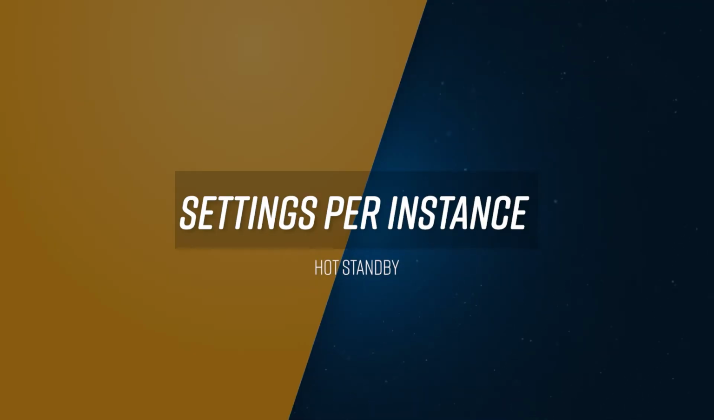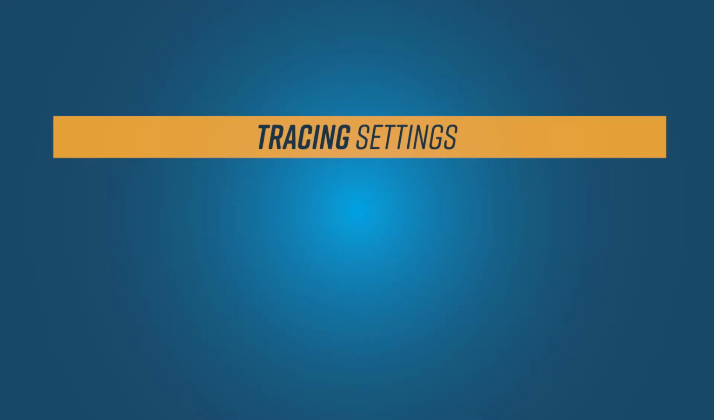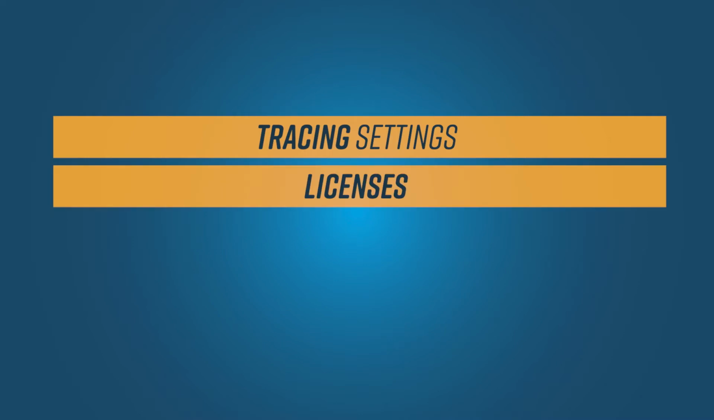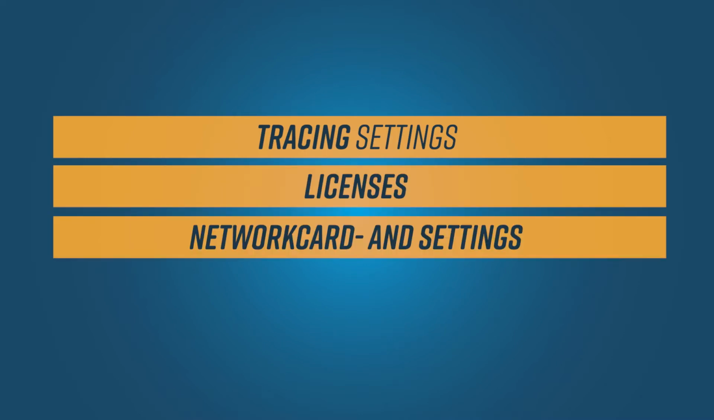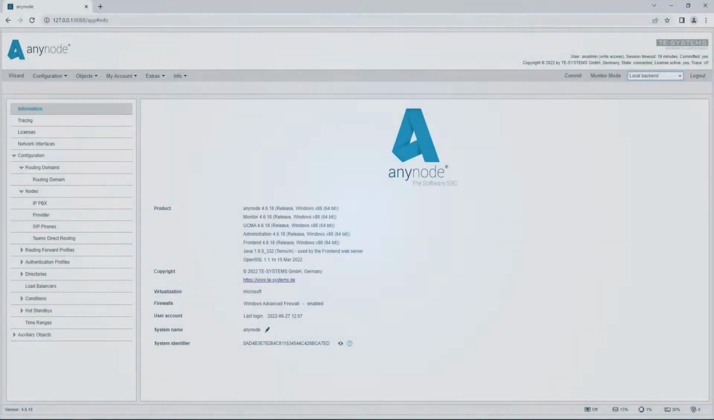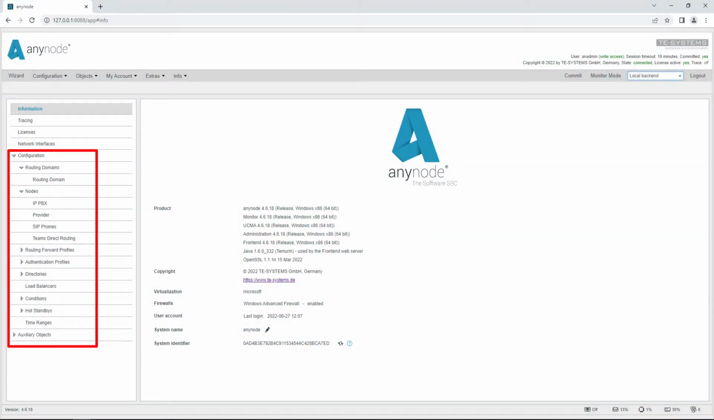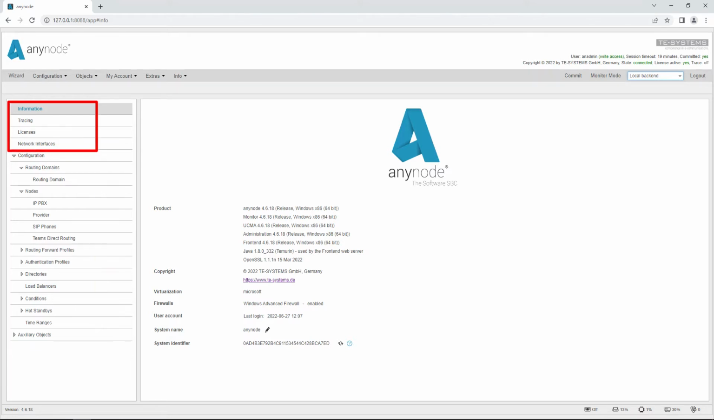Please note that the following things are not taken into account during replication and synchronization: tracing settings, licenses, network card and settings. So you have to license the secondary anynode separately and cannot take over the license from the primary anynode. Basically, everything in the menu tree below the configuration item is replicated and synchronized. These items cannot be changed on the secondary system. All items above are used separately on the secondary system, such as the trace function.